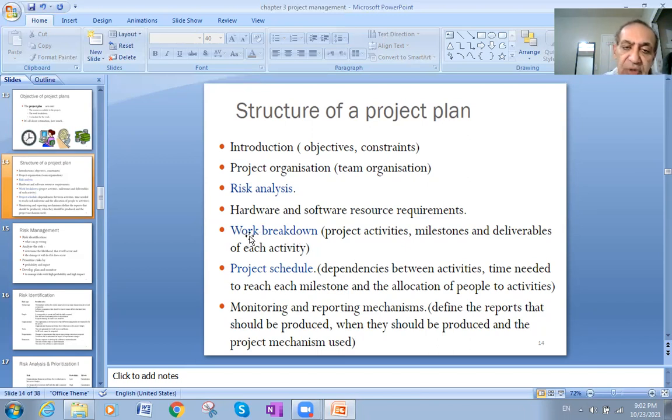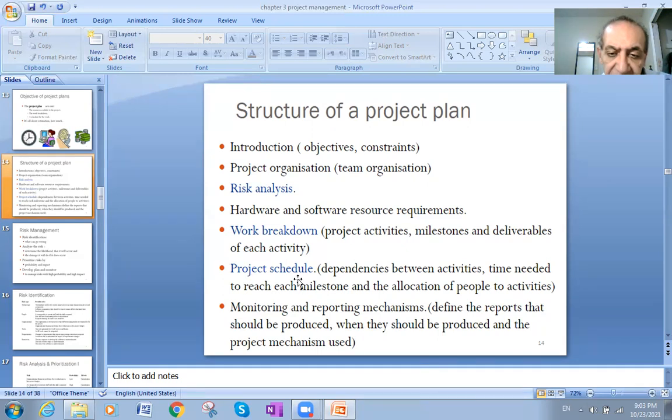Work breakdown, what do you mean by the work breakdown? Project activities, milestones, and deliverable of each activity. So the work breakdown includes the project activities, the milestones, and deliverable of each activity. And we'll have now a video about what is the meaning of the work breakdown.